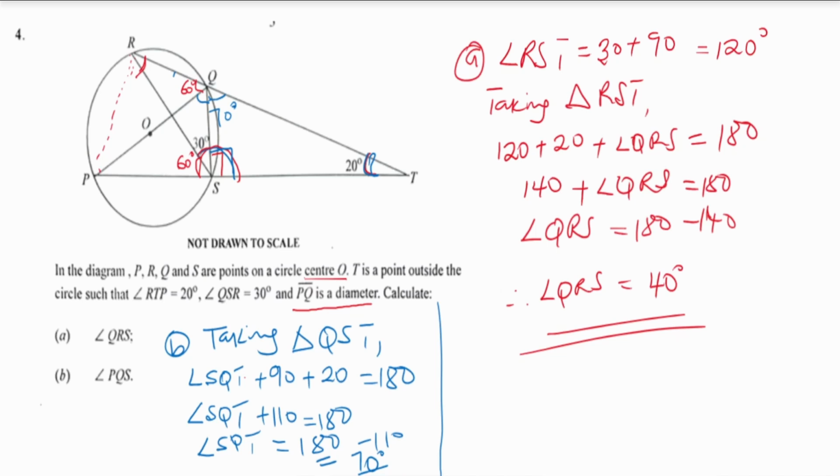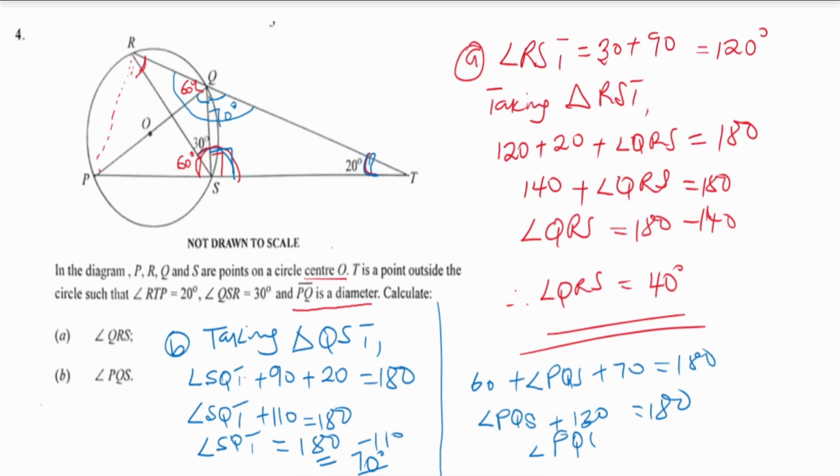So now the whole of this angle here will be a straight angle, or the sum of angles on a straight line, and that should be equal to 180. So that means 60 plus angle PQS plus 70 should be equal to 180, because of angles on a straight line. So angle PQS plus 130 equals 180, and that means that angle PQS will be equal to 180 minus 130, and that equals 50 degrees. So angle QRS is 40 degrees and angle PQS is 50 degrees.